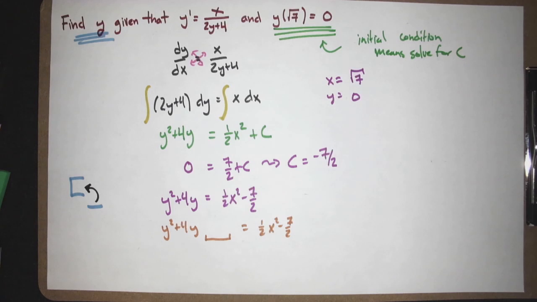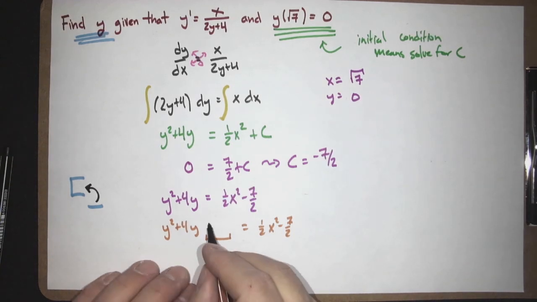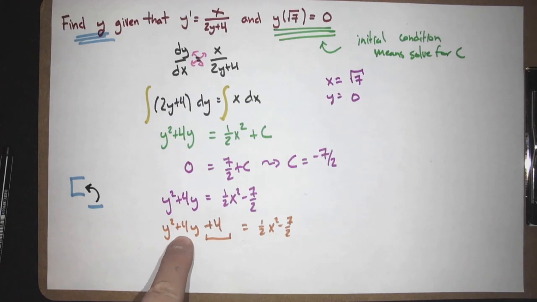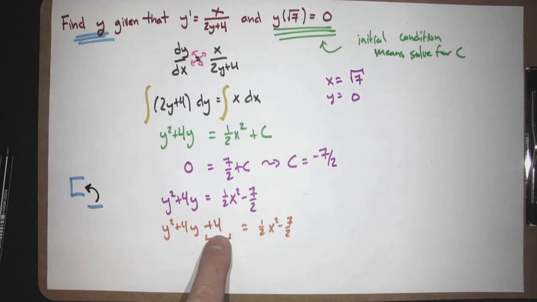Good old completing the square. It felt like just yesterday. 4? You're confident. 2 times 2. Yeah, you're right, it's 4. Add 4. Where did that 4 come from? Middle term, divide by 2. So 4 divided by 2 is 2. And then you square it.